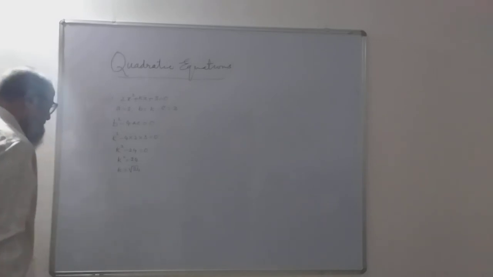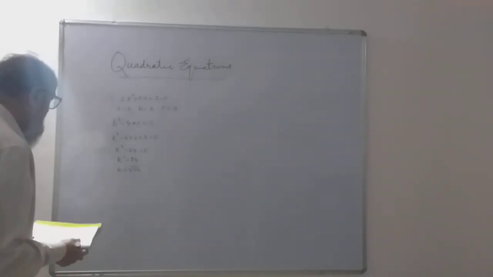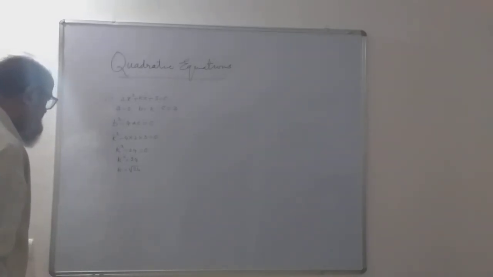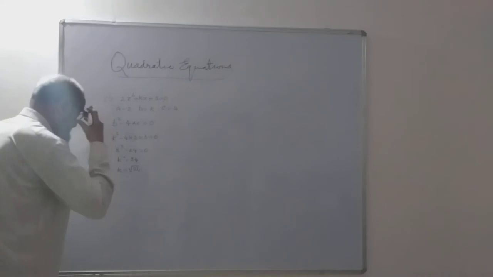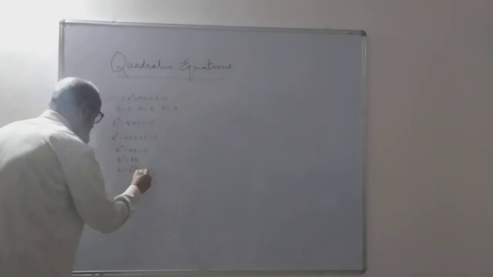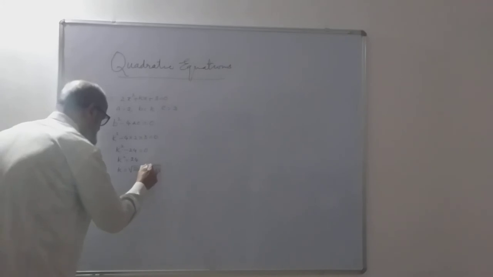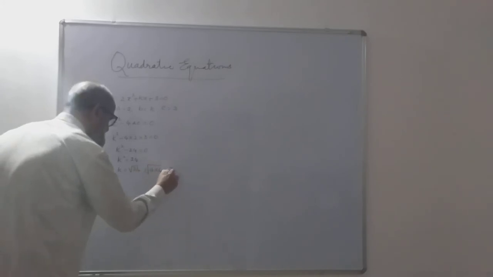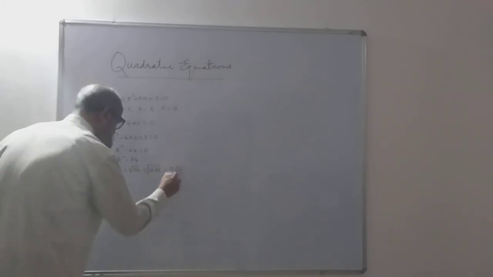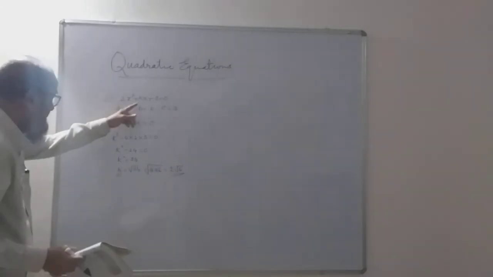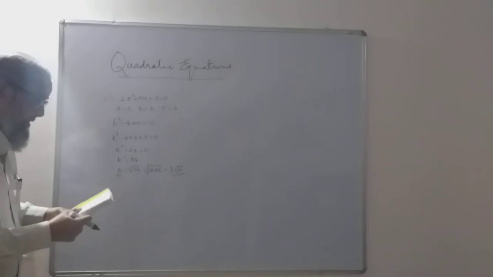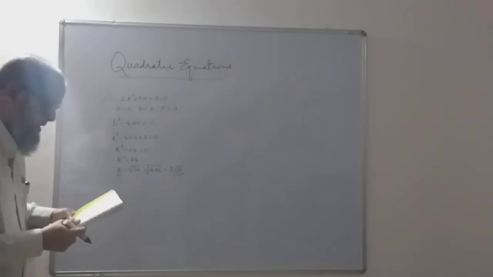Square root of 24 will be 4 into 6. So it will be 2 root 6. If the value of k is 2 root 6 in this equation, then the equation will have equal roots.